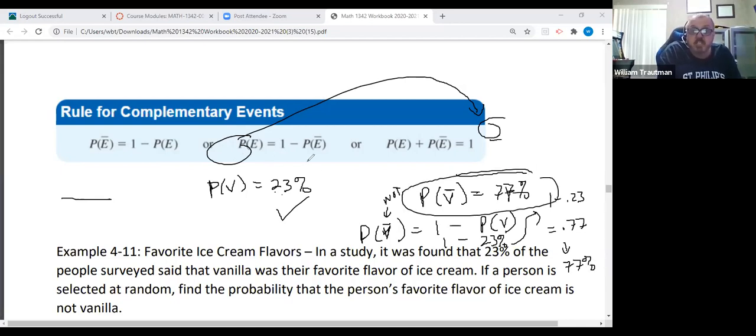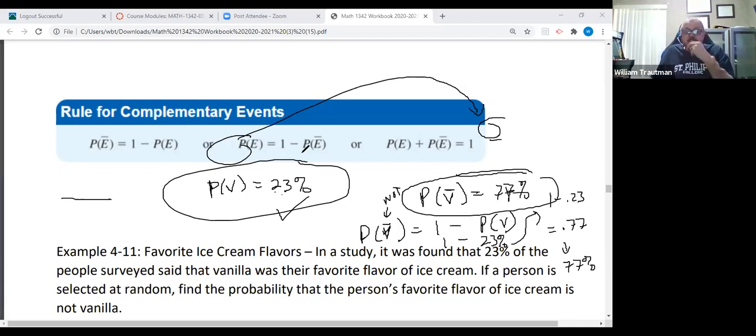So if 23% say vanilla is their favorite, then the people who don't prefer vanilla, it could be any other flavor, is 77%. They have to add up to 100%. If you change it to decimal form, it has to add up to 1.